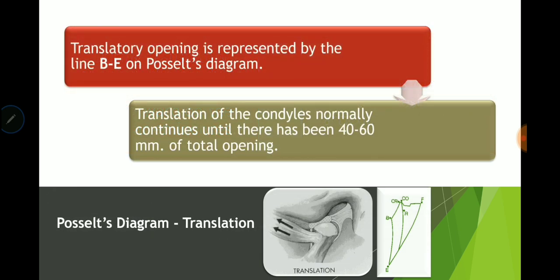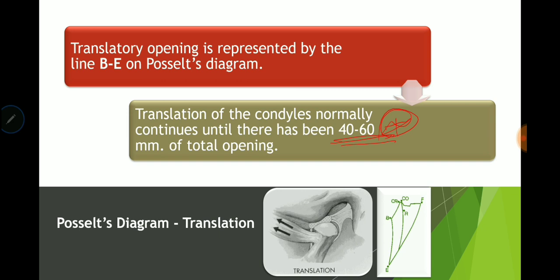So translatory opening is represented by the line BE, as I mentioned earlier, and the translation of the condyle normally continues until there's about 40 to 60 millimeters of total opening. You can measure this. I know that 3 of my fingers vertically aligned is about 46 millimeters. So if somebody is able to open 3 fingers, meaning of course you have to put gloves on to measure it, that means they have normal opening.